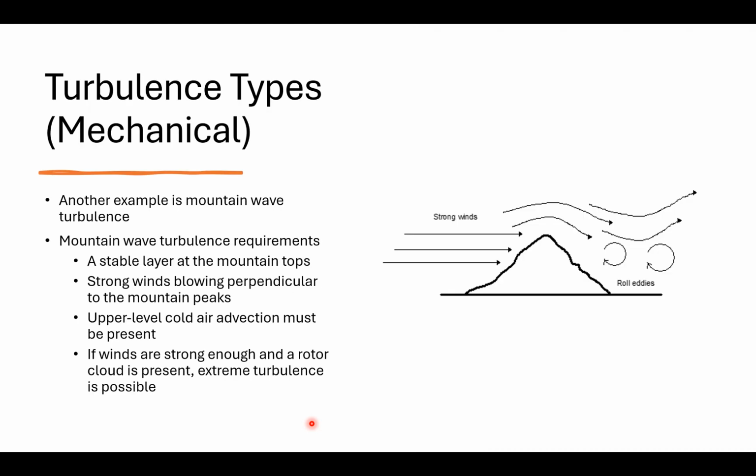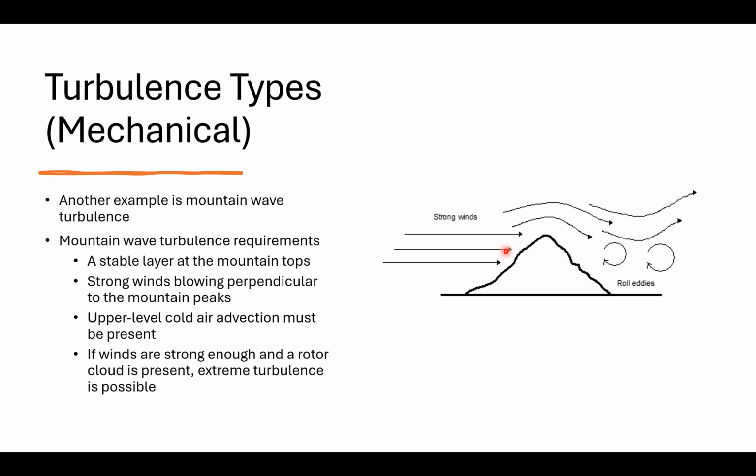Additionally, with mechanical turbulence, another example is mountain wave turbulence. Some of the mountain wave turbulence requirements are listed here. We have that stable layer at the mountaintops again. That's a common theme, isn't it? We have a stable atmosphere above the mountain peak. We have strong winds. Look at this diagram on the right. We have strong perpendicular winds to the windward side of this mountain.